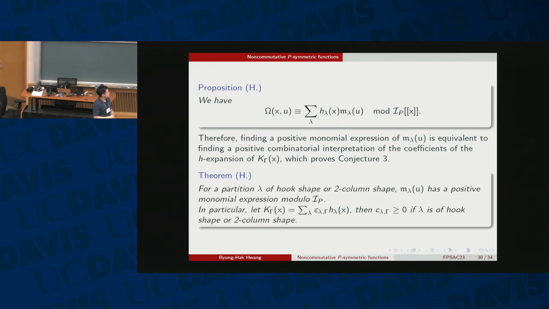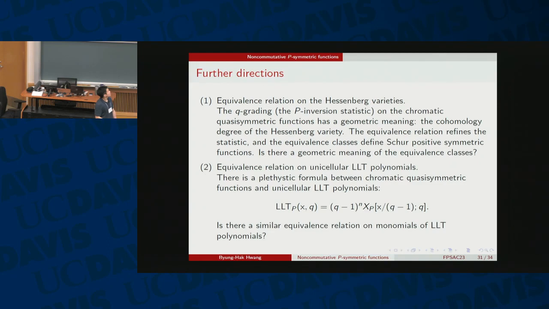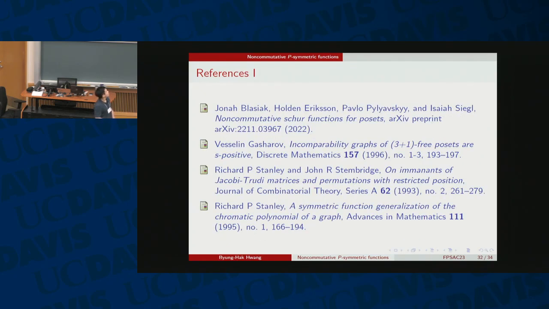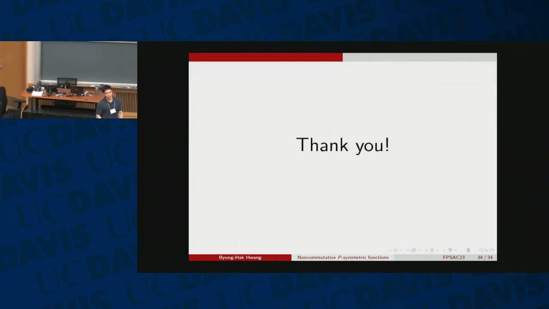So I have partial progress. When lambda is of hook shape or two-column shape, the noncommutative P monomial symmetric function has a positive monomial expression. So K sub gamma is H positive when lambda is of hook shape or two-column shape. There is a further direction, but I should stop here. So there is a reference, and okay, thank you.